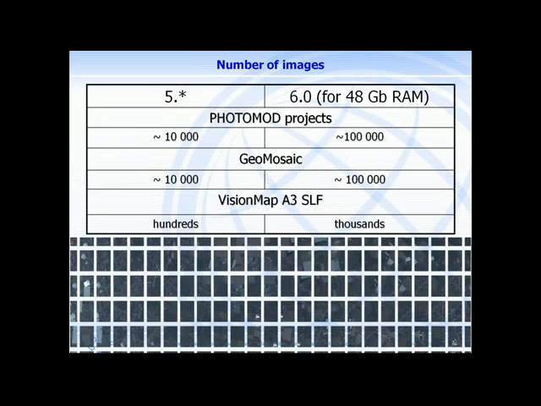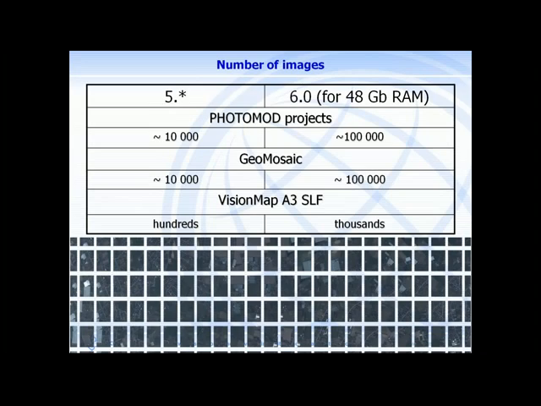In this report on screen, we can see a table comparing the amount of data that can be processed in the 32-bit version of PHOTOMOD 5 and the new 64-bit version of PHOTOMOD 6. Indicators for version 6 were calculated based on the amount of available RAM, 48 GB. And there is a big difference in the number of images loaded into a PHOTOMOD project and GeoMosaic.